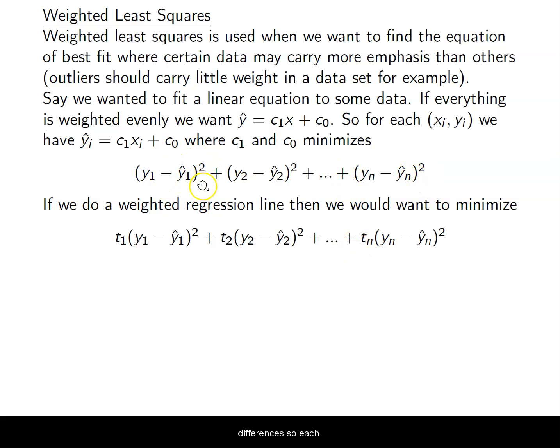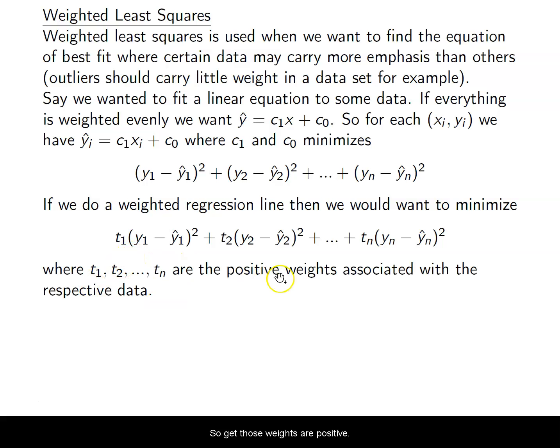So it's a sum of square differences. Each difference squared would need to be weighted depending on what point I'm looking at, because certain data values will carry more emphasis than others. So maybe my first data point weighs more heavily than my second data point, and so forth. So the weights t1, t2, up to tn, ti, they all have different weights, and those weights are positive, right?